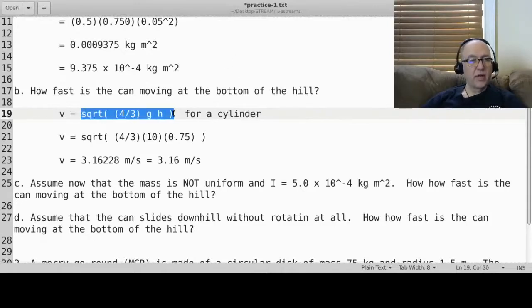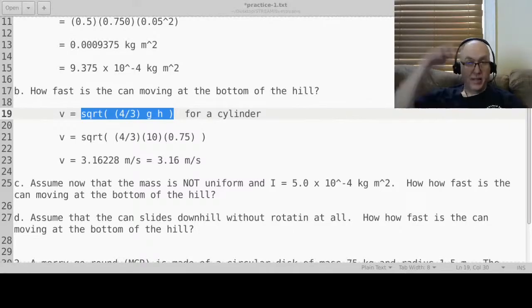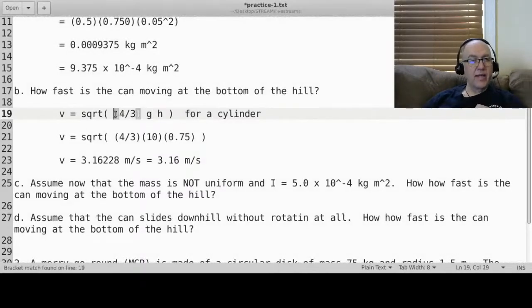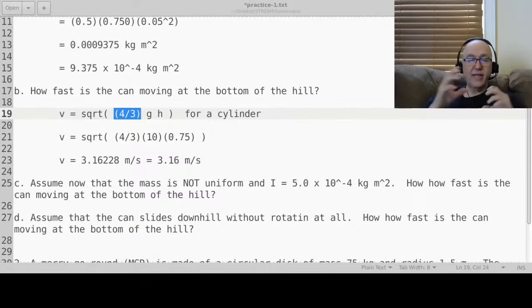So for a cylinder, it turned out that when it rolls downhill without slipping, when it gets to the bottom of the hill, its velocity is related to the height, the vertical drop. That makes sense because this is a conservation of energy problem. But that number there, that 4/3 that you see in there, depends on the geometry, like whether it's a sphere or a cylinder or whatever.